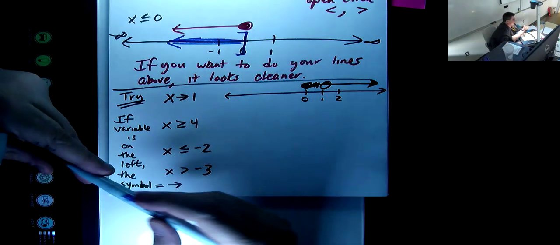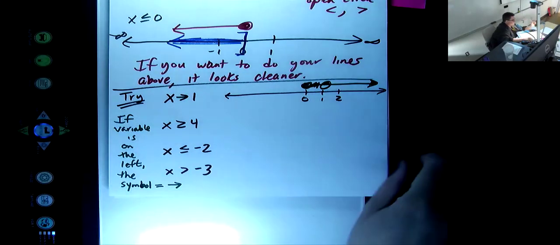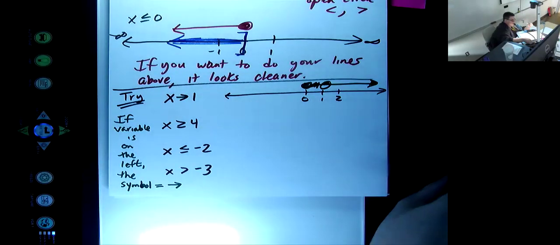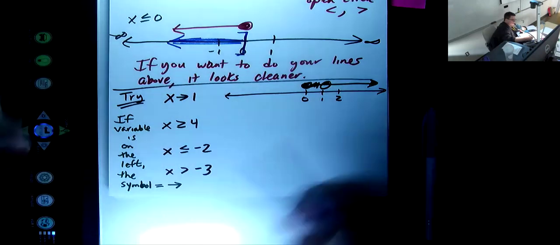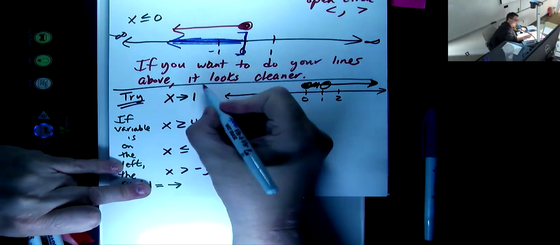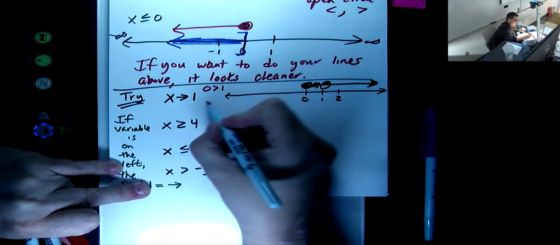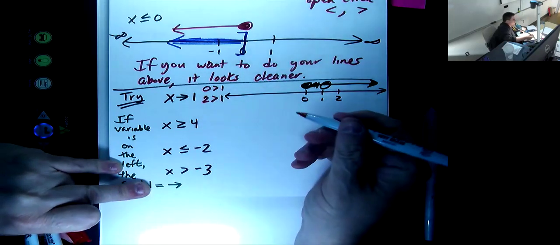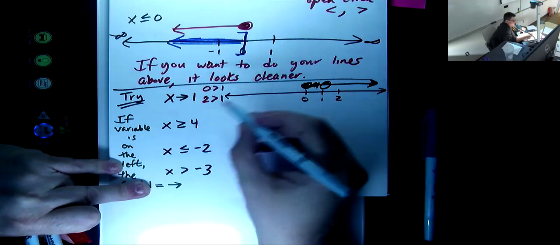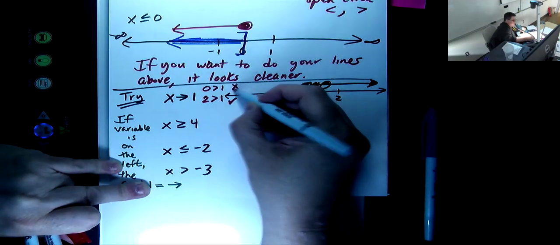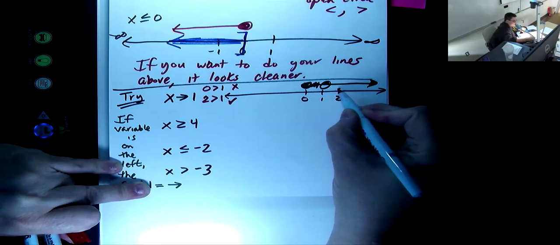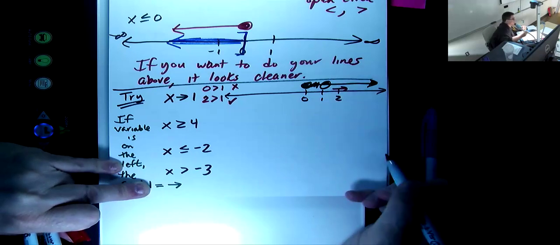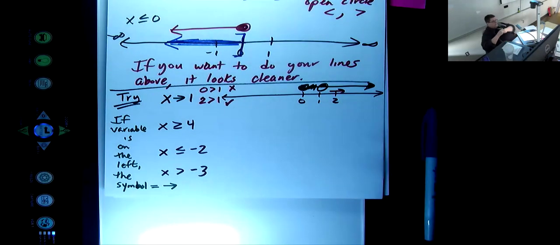Another way you can do it, even if it's on the other side, is plug in numbers. So here is 1 and I've got 0 and 2. Is 0 greater than 1 or is 2 greater than 1? Which of these is correct? 2 is greater than 1, 0 is not greater than 1. So I'm going to go in the direction of 2. That's another way to check.